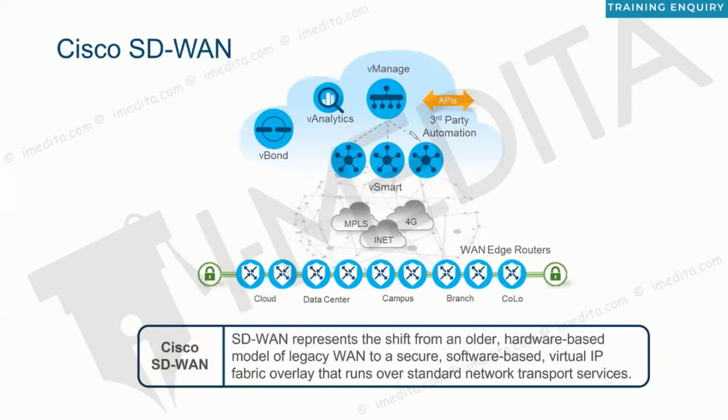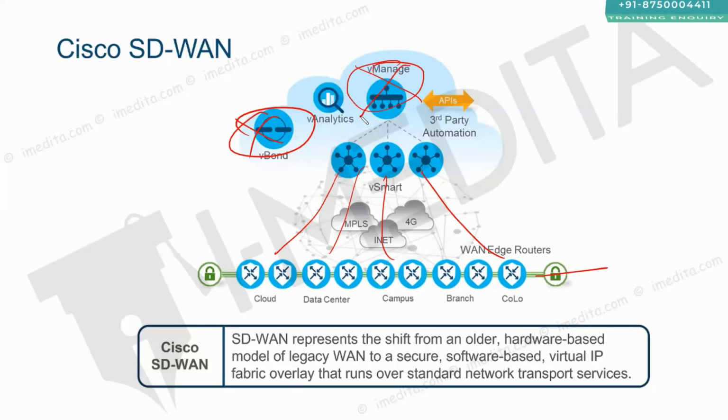If vBond goes down, then new sites will not be onboarded, or if you reboot a managed router at one of the sites, it will not be onboarded, but all your existing connectivity will remain there, right? Existing connections will keep working. Same goes with vManage. If vManage goes down, there will still not be any impact on existing connectivity. The only difference would be that you would not be able to make any changes.